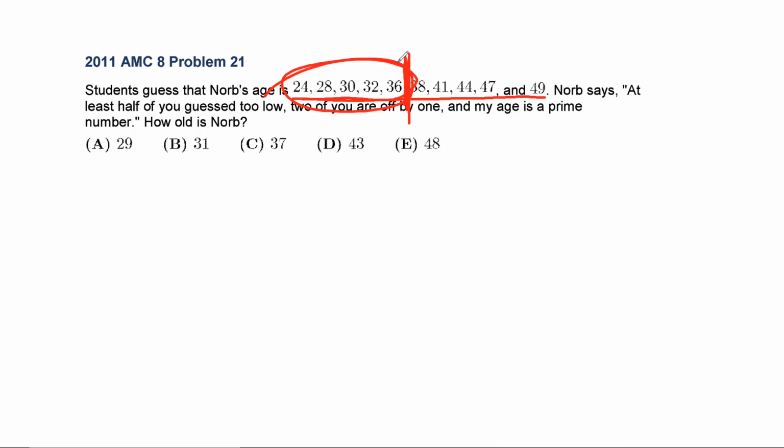They also tell you that his age is a prime number. So let's just keep trying primes above 36. The first prime above 36 is 37. And you'll notice that it says here, 2 of you are off by 1. The two numbers 36 and 38 are both 1 off from 37. So basically we got it. It's 37. So any questions there?